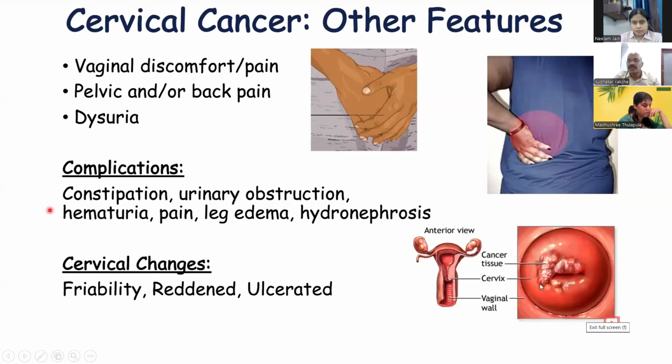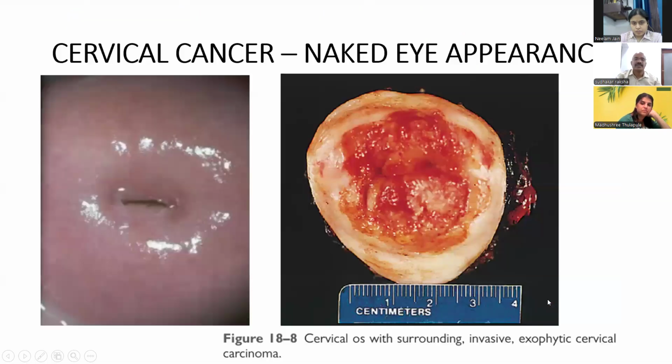So this is how the carcinoma cervix will appear. It will appear as a friable reddish ulcerated lesion on the cervix. So here you can see this is the normal cervix. This is pale pink in color and it is glistening and shining. This is a normal cervix.